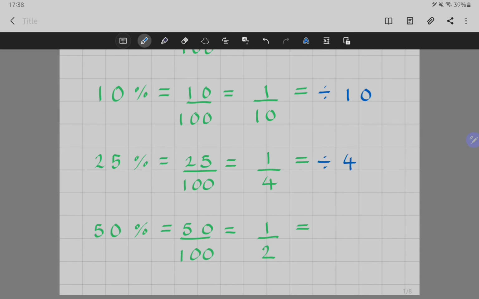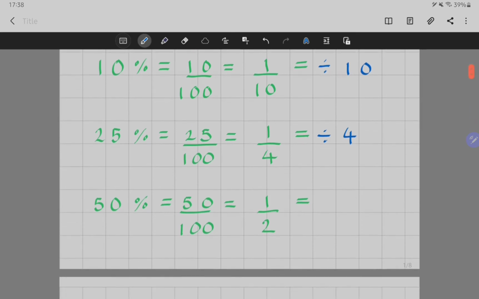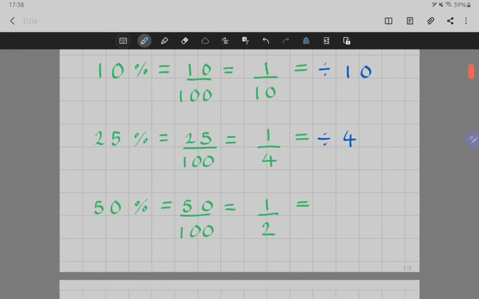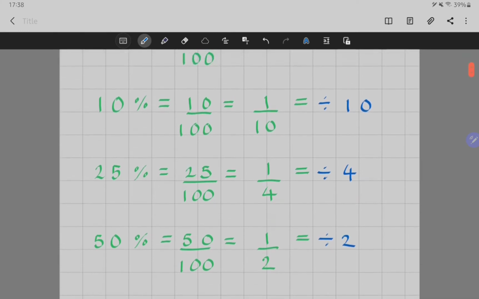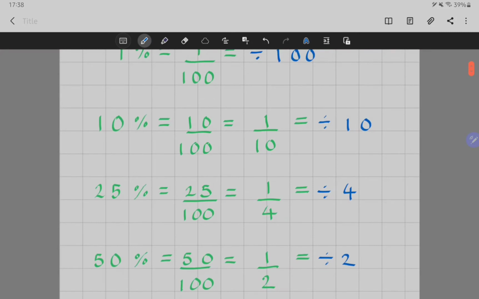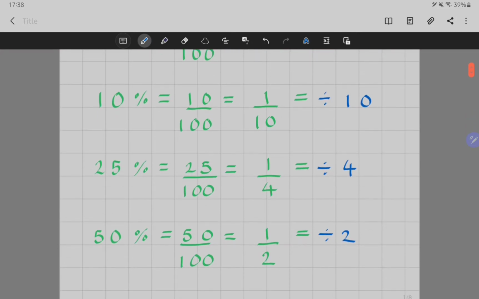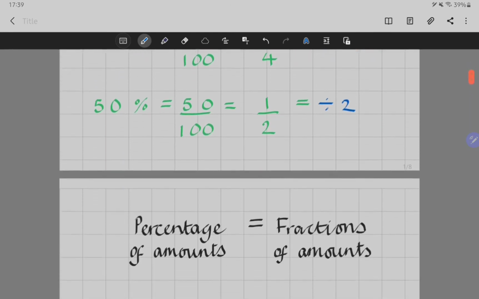So if I see a question that asks me to find 25%, I know if I just divide my answer by 4, I'm going to find my answer. And the other really common one, 50%. 50/100ths, nice easy one, that's 1/2. And if I know I need to find a half of something, I just divide by 2. Okay, so making lots of links here. If I know these percentage equivalents, they're fractions in their simplest form, then that saved me a lot of time, a lot of working out.